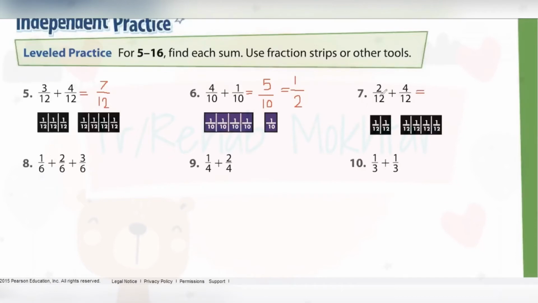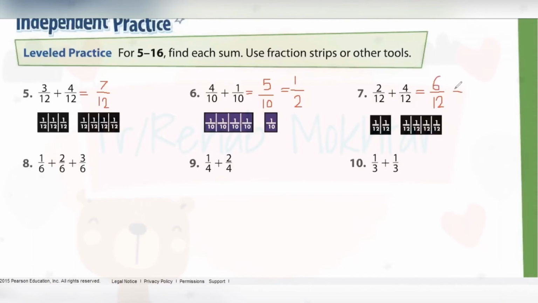Number 7, 2 out of 12 plus 4 out of 12. We have to make sure that we have the same denominator, or a like denominator, which is 12. I will write 12 as it is. So put the denominator as it is, 12. 2 plus 4 equals 6.